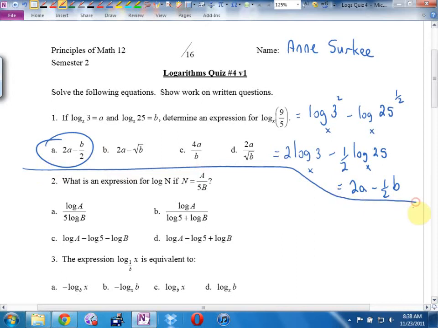How many of you got that? Okay, so more of you are getting it. Like I said, there's kind of a science and an art to these, and suddenly you see it.